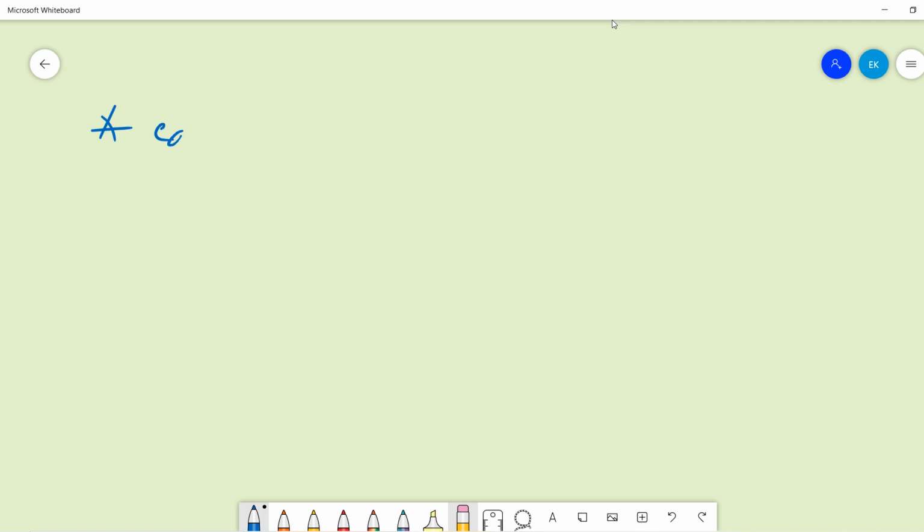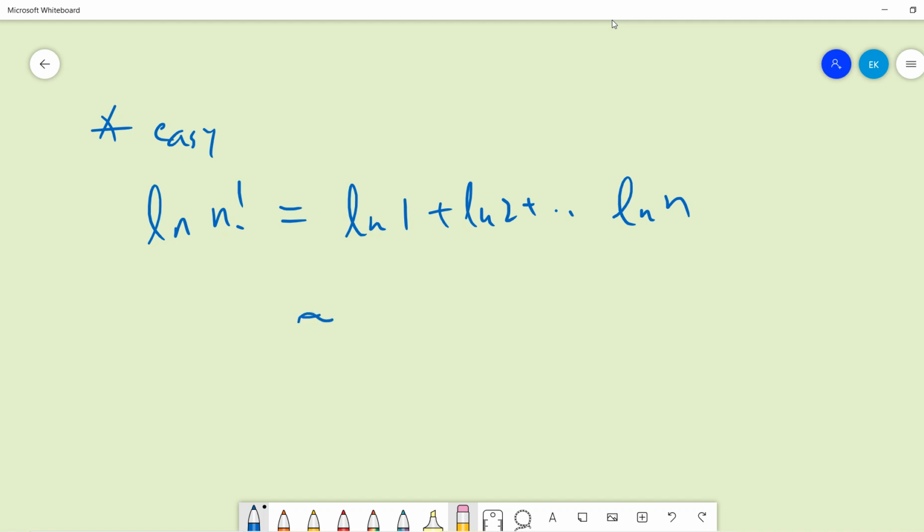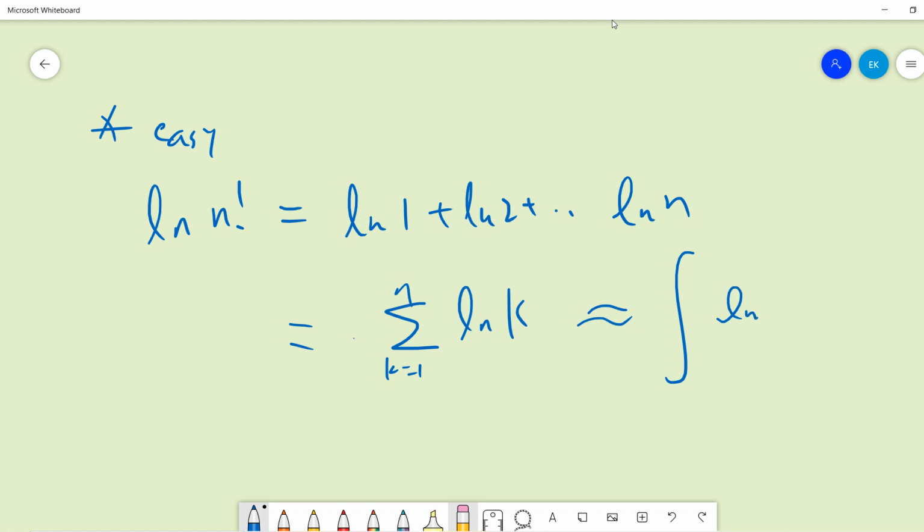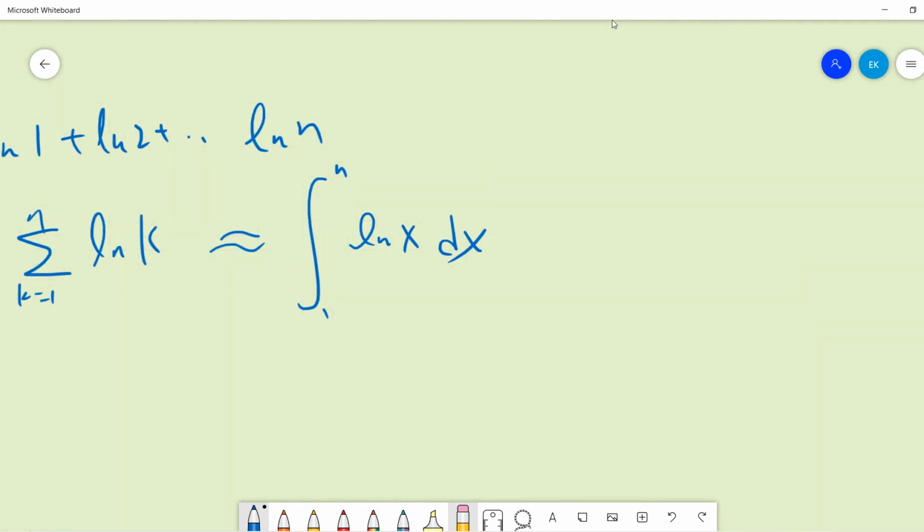The easy bound, the easy approximation to n factorial, is you just take the log, so it's going to be log 1 plus log 2 up to log n. So you can write it as the sum of k from 1 to n of log k, and then you can approximate it by the integral of log x dx from 1 to n, and this can be done by integration by parts.